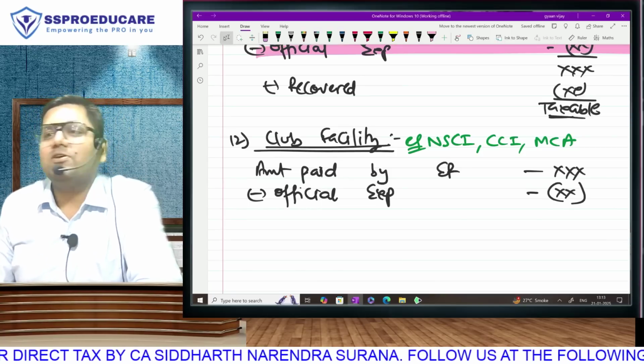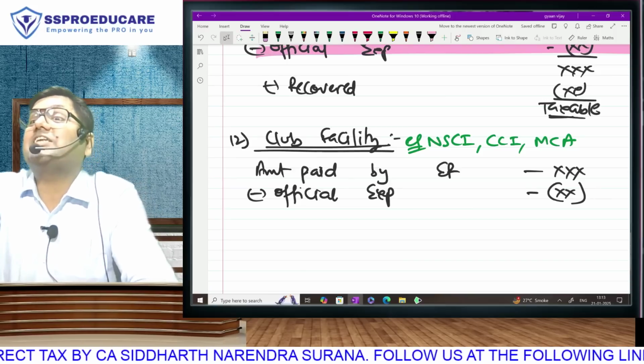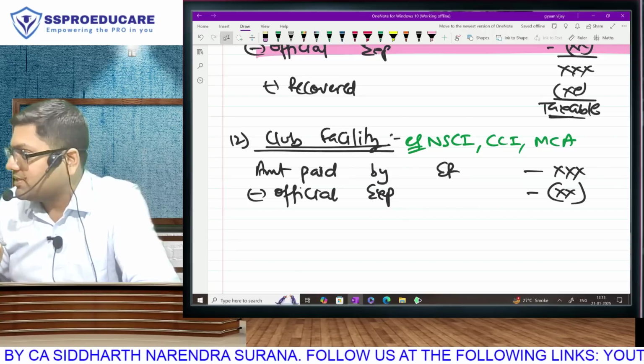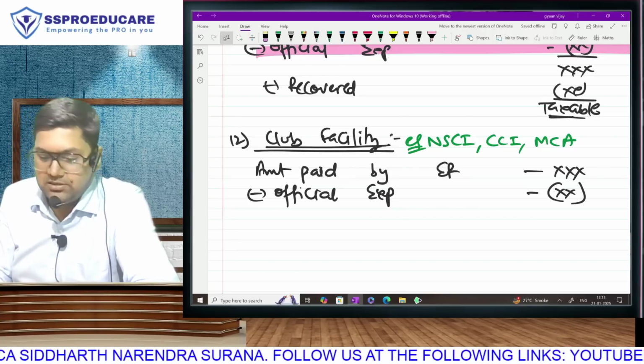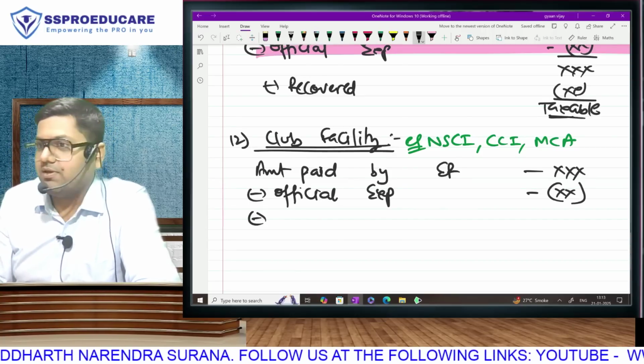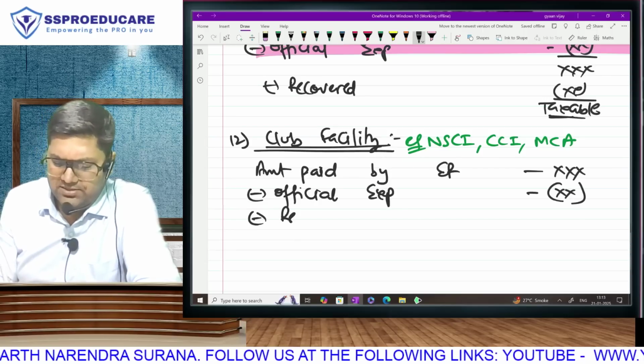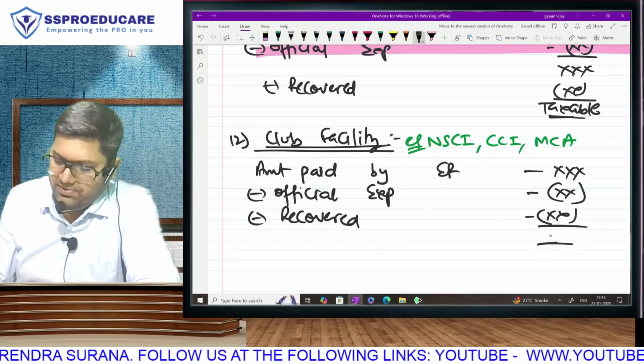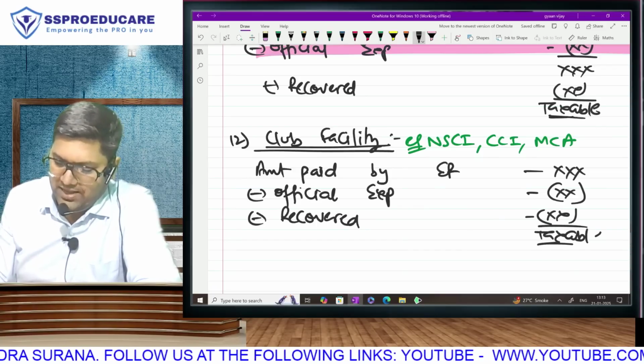Minus official expense, because is it possible that you have taken some office client to that club and that day the swipe was an office expense, not your personal expense? Same as your credit card explanation. And you tell me what will I subtract? One more thing here. Come on, very easy. Minus the amount which is recovered. This will be taxable. So that way, do you understand?